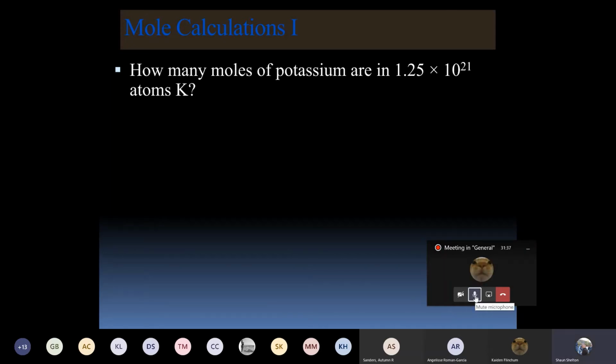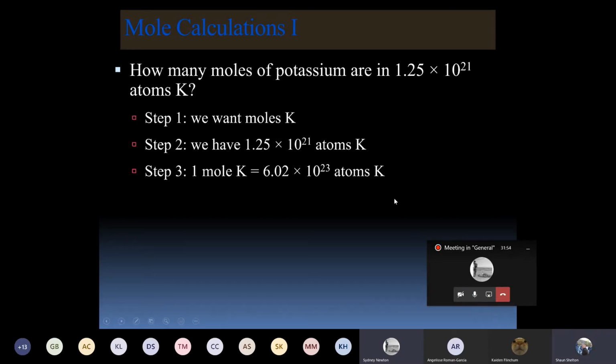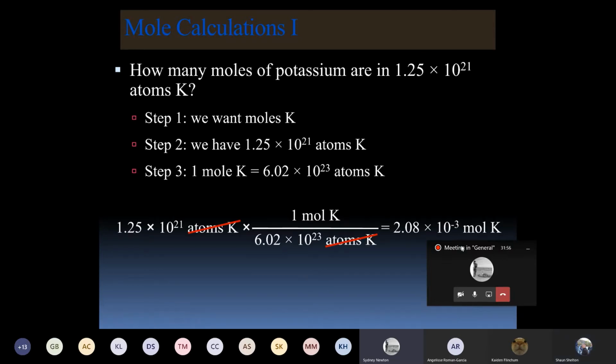Does anybody want to tell me their answer? Do you want it in scientific or standard notation? Let's do scientific. 2.08 times 10 to the negative 3 moles. You're very close. Very, very close. Oh, you are right. Thanks, Sydney. Oh, shoot. Awesome.